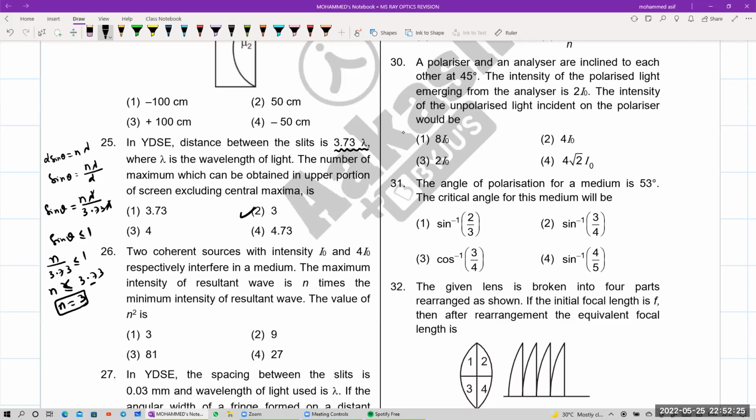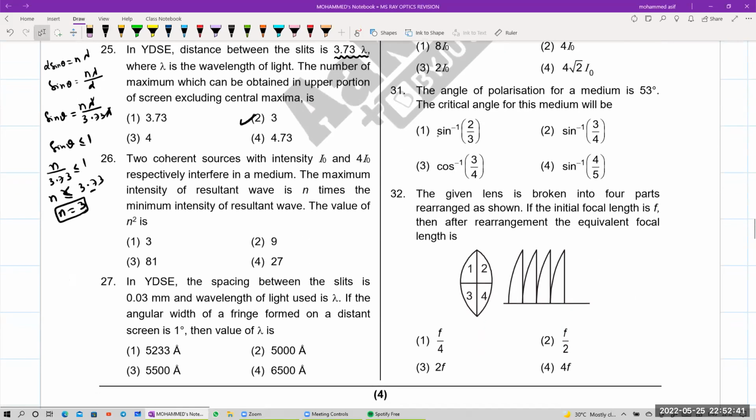ठीक है ना? चलो वेरी गुड. 26 with the try करिए.